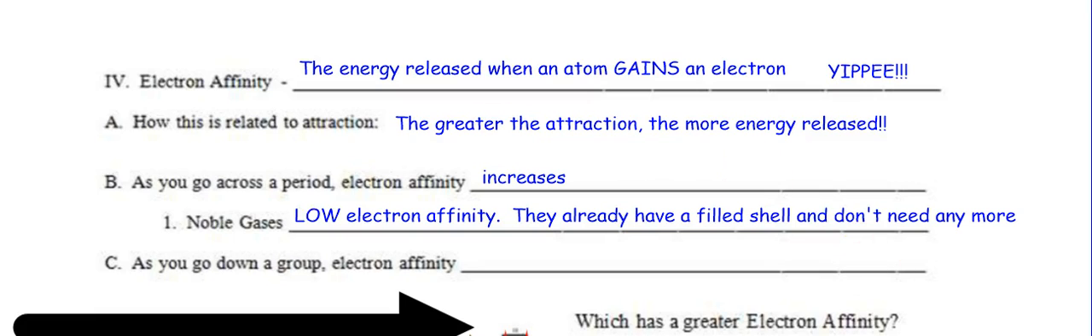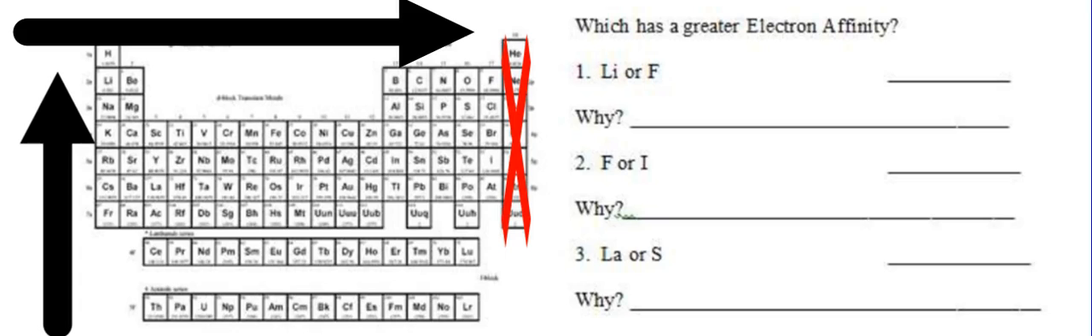So what happens as you go down a group? You decrease. So what I have here is the trend for electron affinity. Again, as you go across the period, you're going to have more protons, so you're going to have greater attraction for the electron. As you go up, you have fewer shells, so the electrons are closer to the nucleus, and you have greater attraction from those protons.